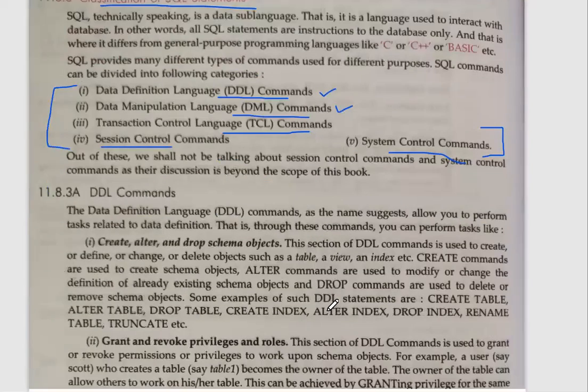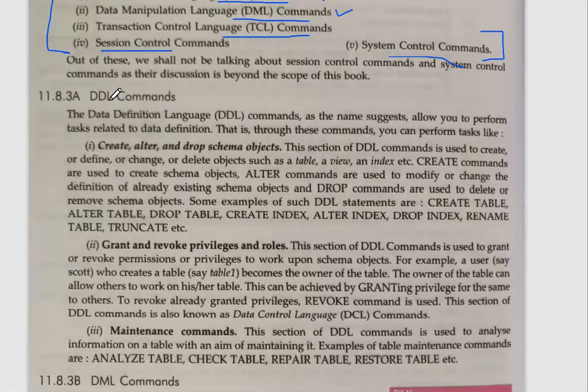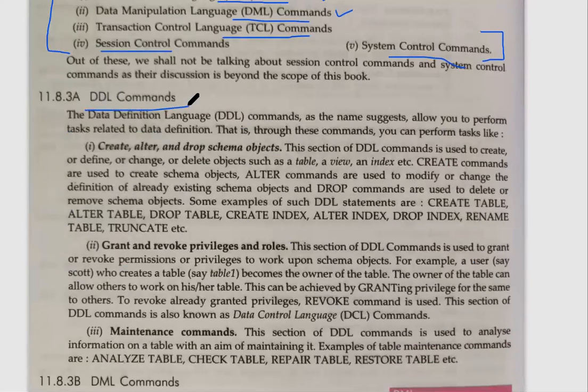Okay, now for DDL commands. Here it is given very nicely what the commands are which come under DDL. As I said, create, alter, drop, schema, object. Schema means structure basically. Now see, from here till here you have to remember the names of the commands. These are all your DDL commands. You have to remember these commands.